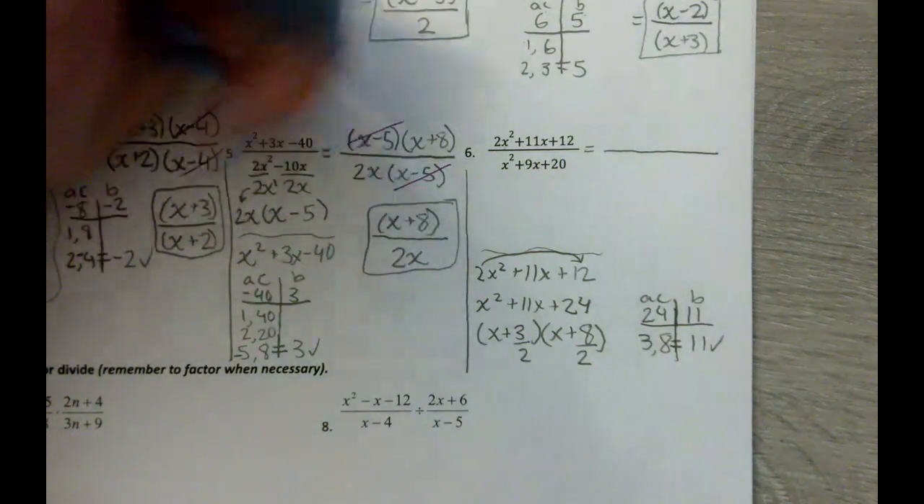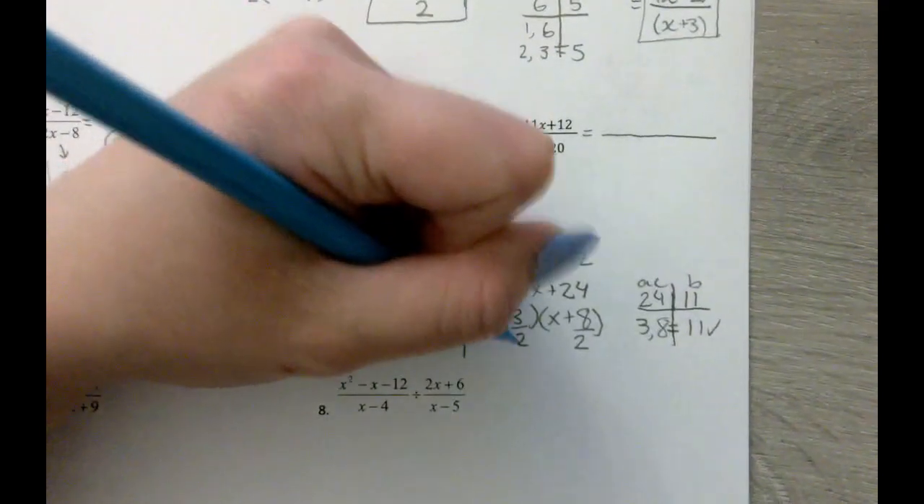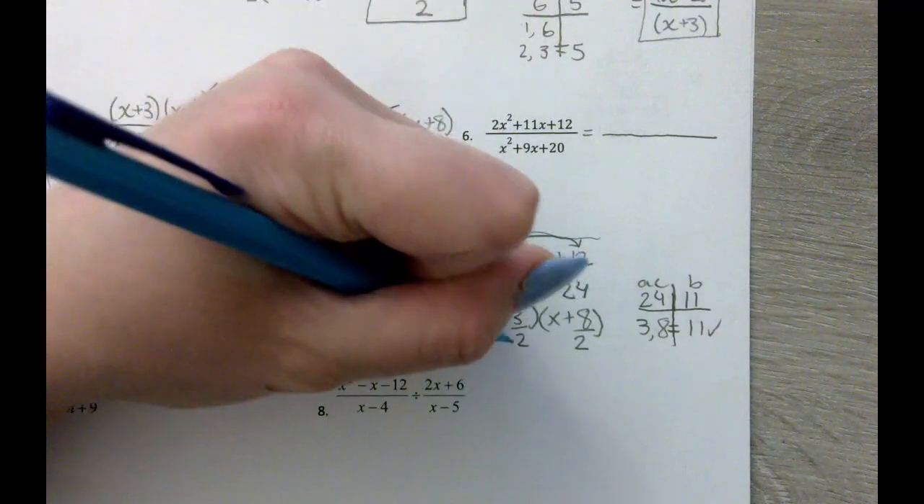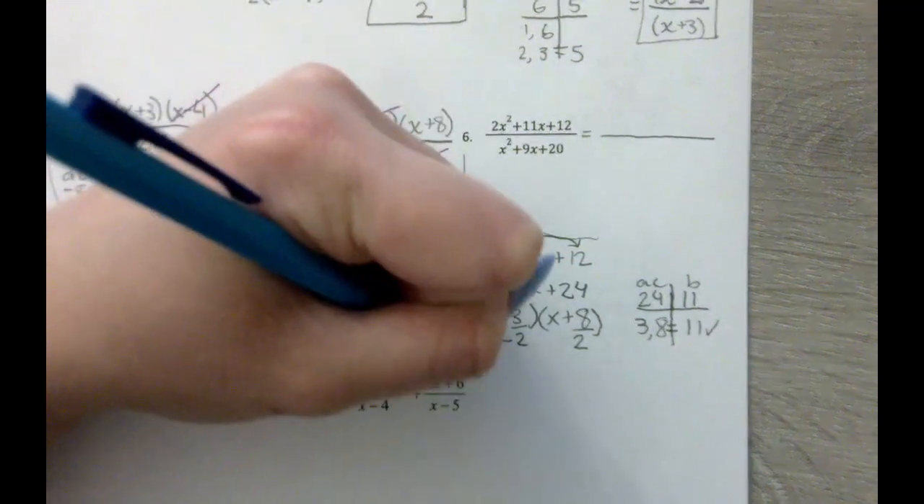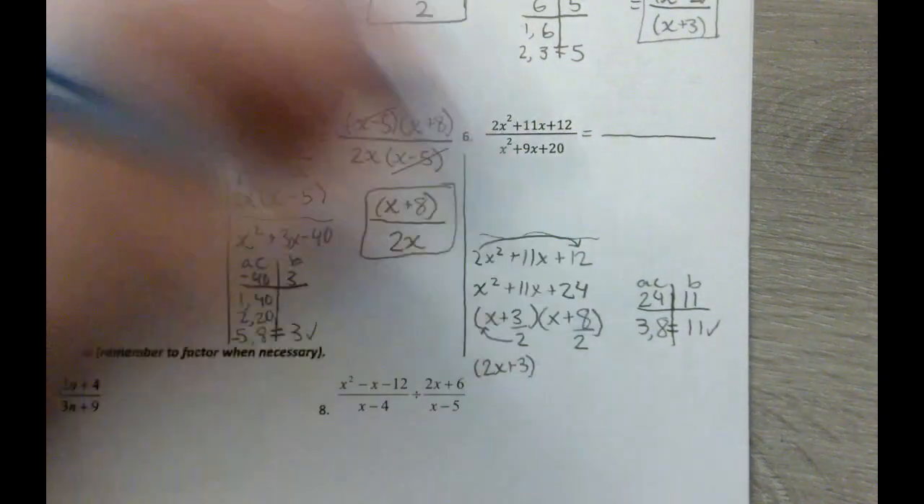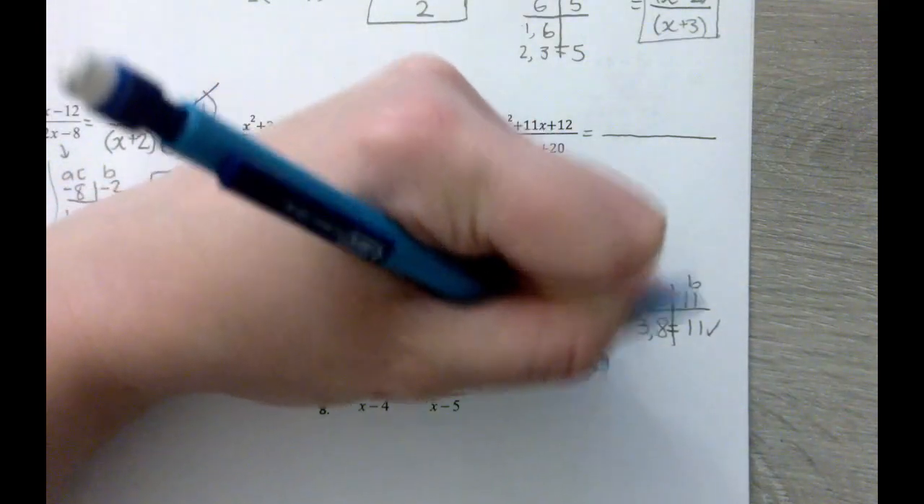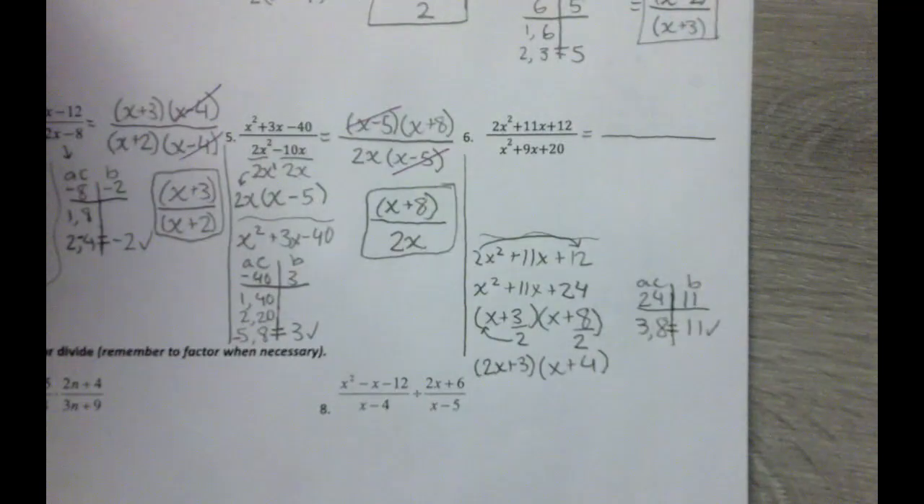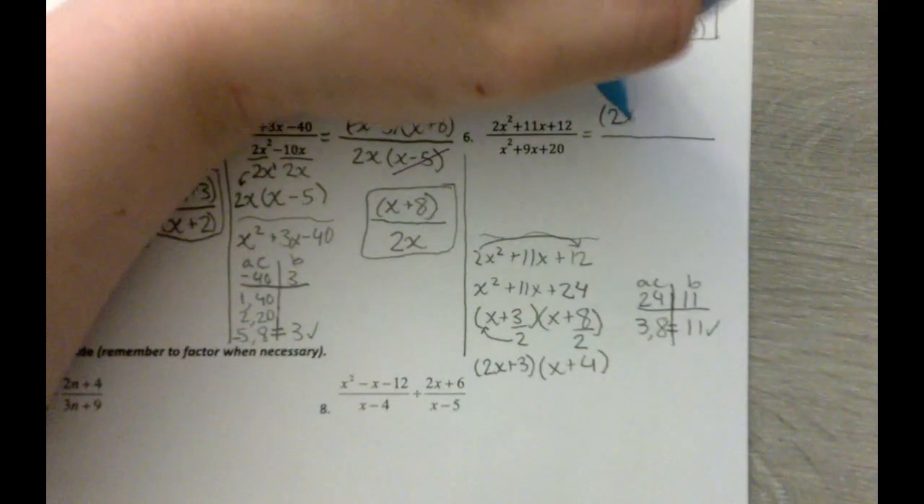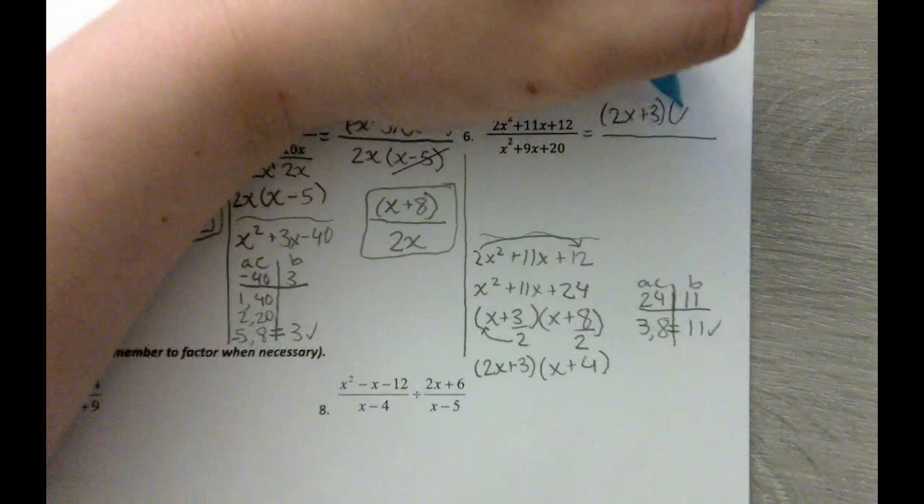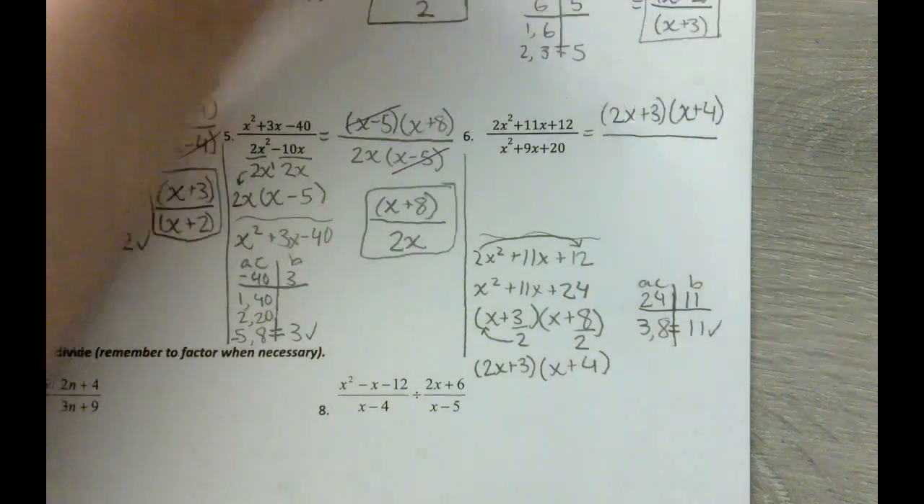From here, we simplify. X plus 3 over 2. This does not divide, so I'm going to slide that 2 in front of the x. 2x plus 3. 8 does divide by 2, it's 4, so x plus 4 is the other factor. So 2x plus 3, and then x plus 4 on top.